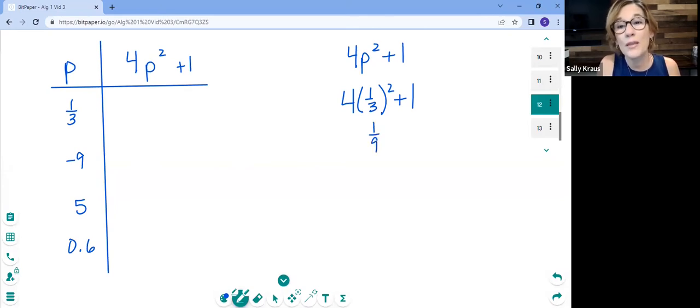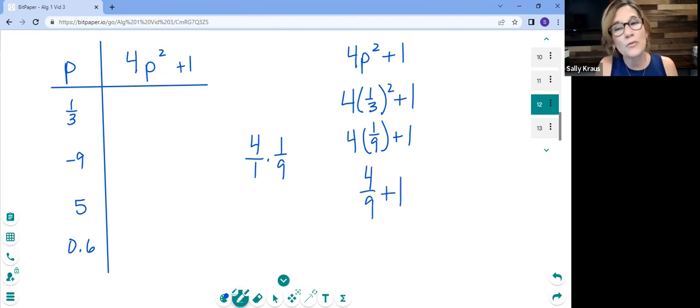So we have 1/9 times 4 plus 1. What is 4 times 1/9? Put it over 1 if you need to, so you can separate those numerators and denominators. You get 4/9 plus 1. You can write that as 1 and 4/9.